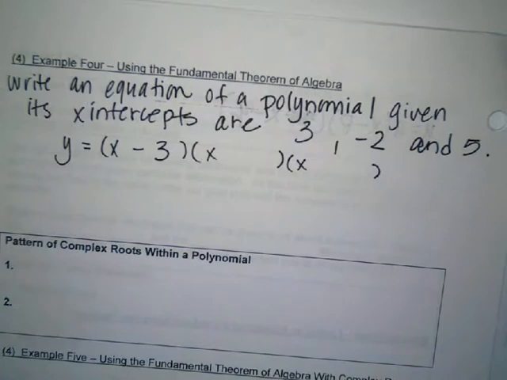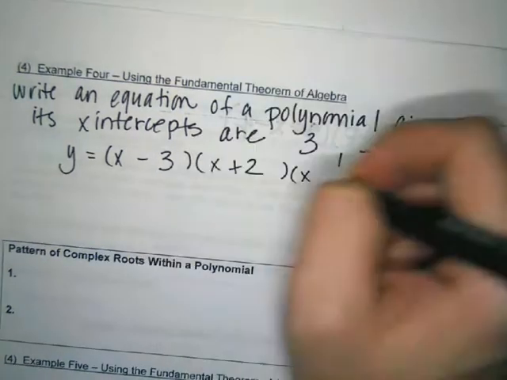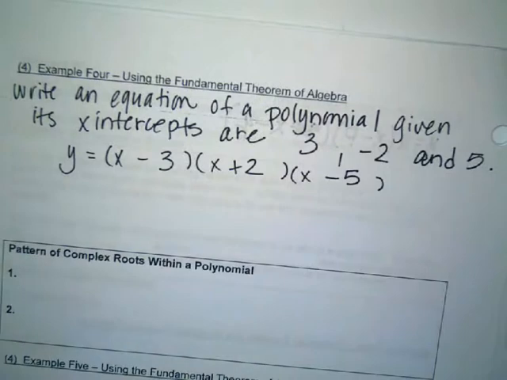What would I have to get to have negative 2 as an answer? x plus 2. And in order to get 5 as an answer, what would I have to have? Negative 5. So we have x plus 2 and x minus 5. Now, this technically could be your answer, but I'm also going to have us practice simplifying it so it actually looks like a cubic and not just separated out with parentheses. So we're going to multiply some stuff together.